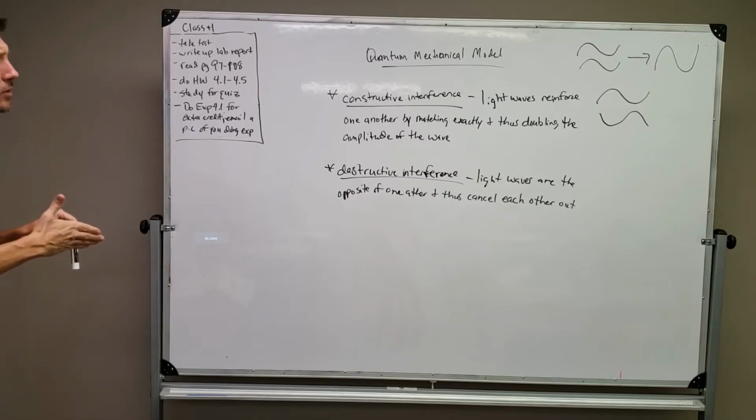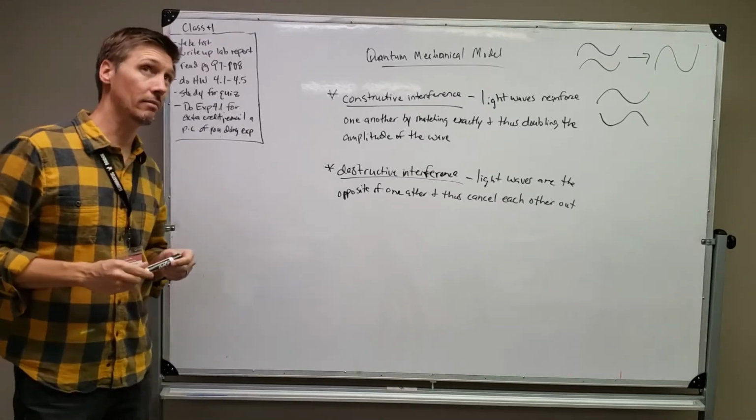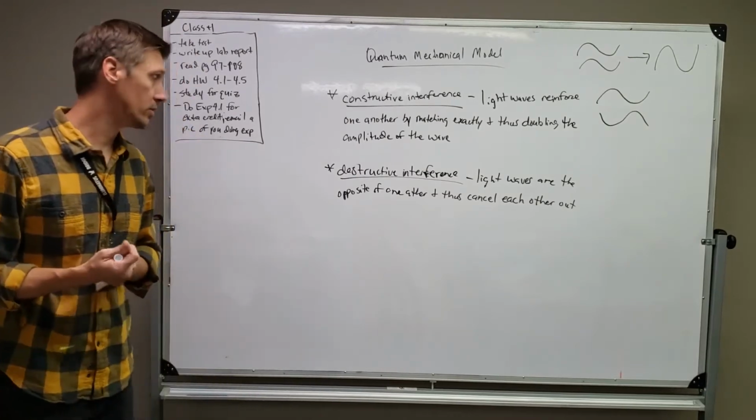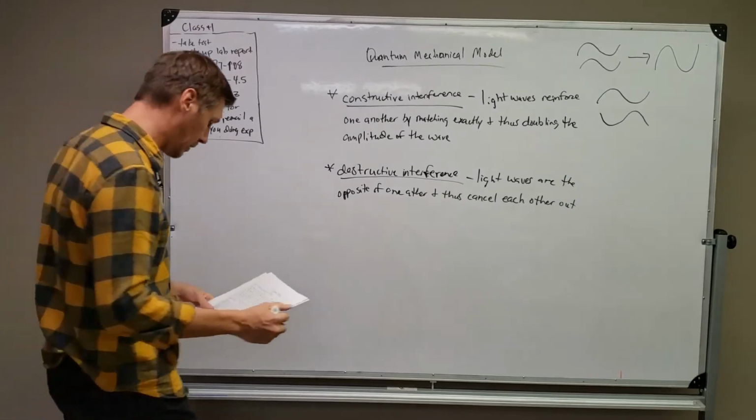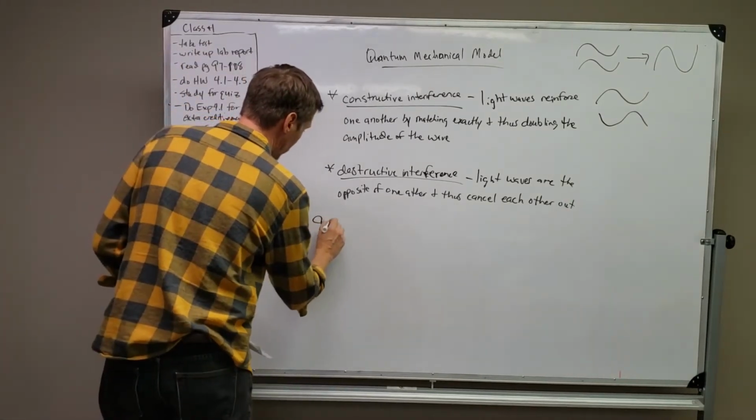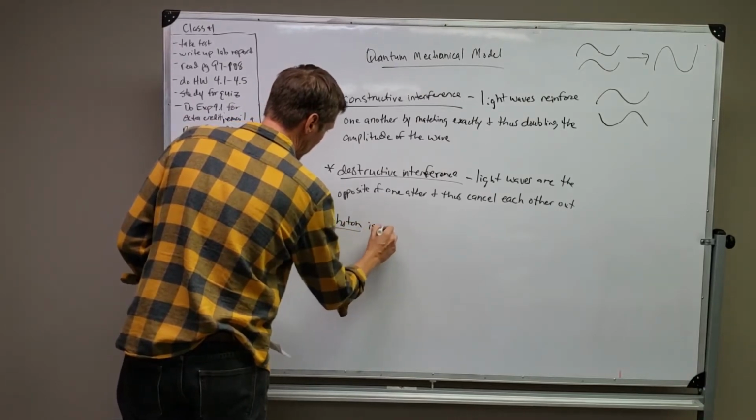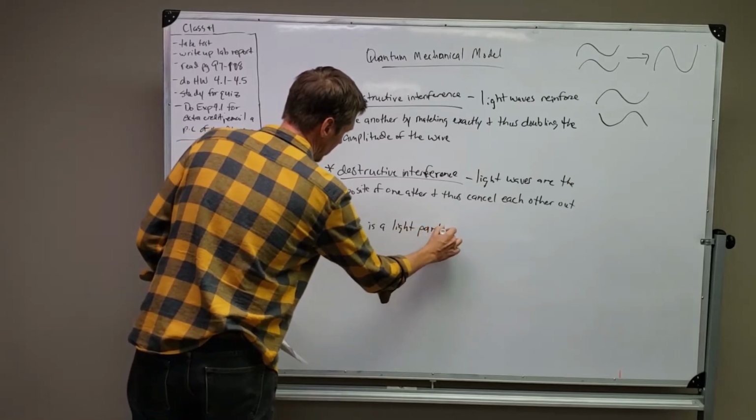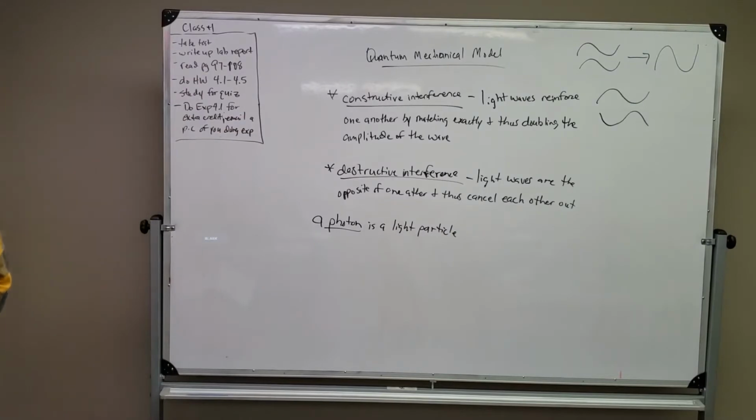So this was an experiment that proved light behaves like a wave, but then there were other experiments, and we mentioned this last week, where light actually behaved more like a particle rather than a wave. And so light will do that as well, and we call that a photon. So a photon is a light particle. It's light behaving like a particle instead of a wave, and we refer to that as a photon.